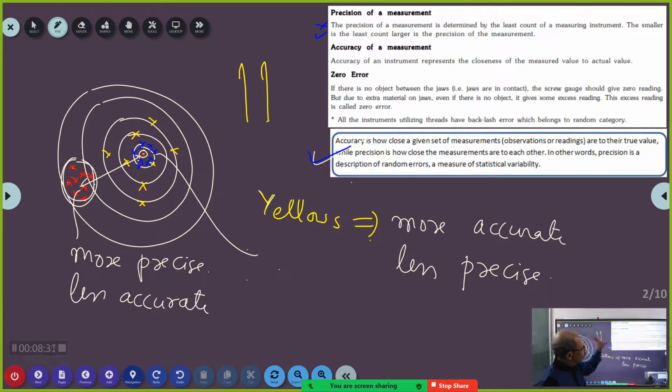When you read something, you have got to apply yourself and try to understand it with realities like this. Of course, accuracy of measurement of an instrument represents the closeness of the measured value to the actual value or the true value. In other words, accuracy is a measure of the degree of closeness of a measured value to its true value. Say the true value is 1 kilo. If the measured value is very close to that, then you say the machine is more accurate.